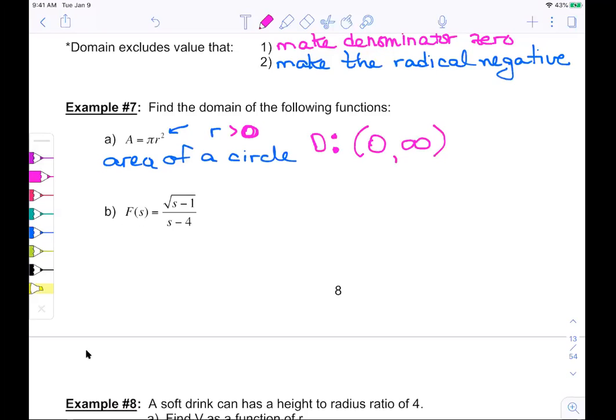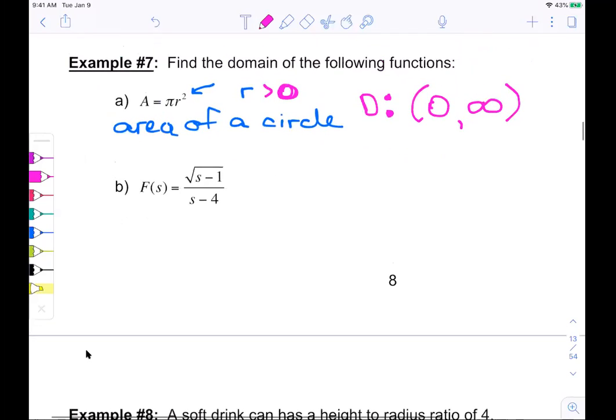So yes, I want to look for a denominator. Yes, I want to look for a radical. But if it's an actual shape, whether it's a 2-dimensional shape or a 3-dimensional shape, we have to make sure that the length of that shape, the width of the shape, the radius of that shape also remains positive and bigger than 0. So the last question here, this was a good one.